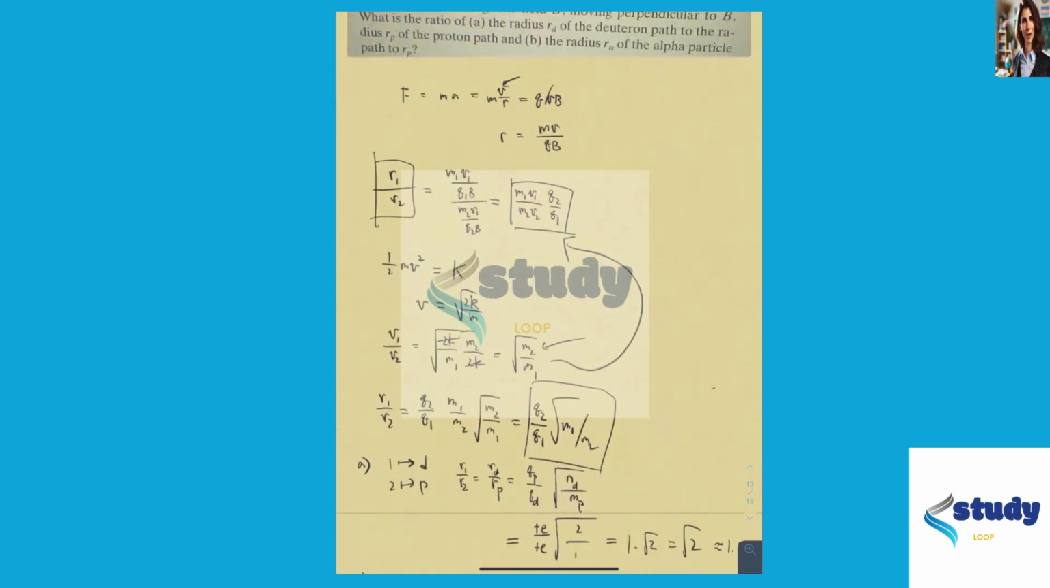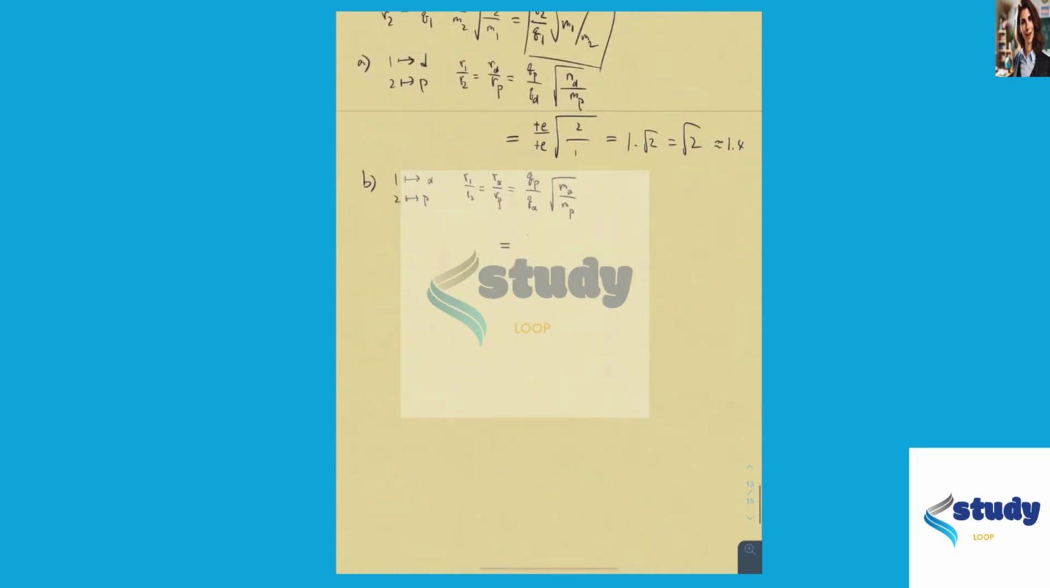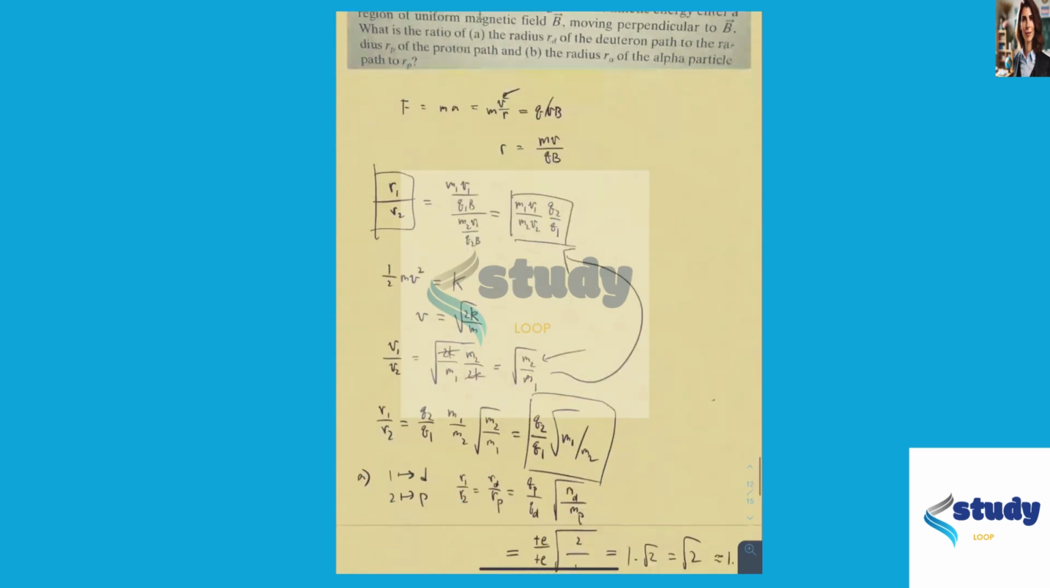What about part B? For part B, we're looking for alpha over proton, right? So we're going to say that the first particle is alpha, the second particle is proton. So R1 over R2 is going to be R alpha over R proton, which is going to be Q2, which is Q proton, over Q alpha, times the square root of mass alpha over mass proton. What is the charge of a proton? It is positive e. What is the charge of an alpha particle? It is 2e. What about the square root here? The mass of an alpha particle is heavy. It is 4 atomic mass units. The mass of a proton is 1. So we have 1/2 times the square root of 4, which is 2.